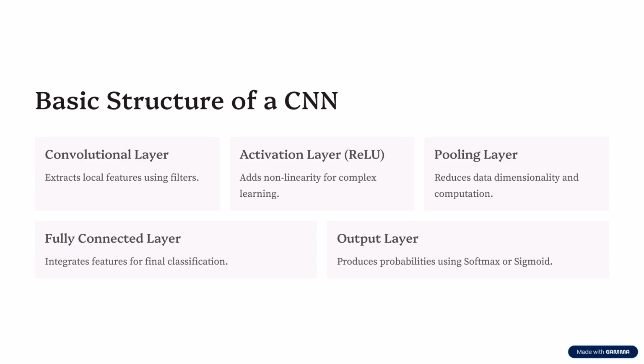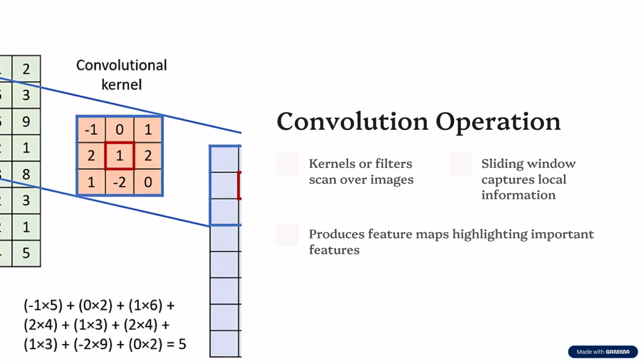Third is the fully connected layer. After several convolutional and pooling steps, the network flattens the features into a long list and passes them to fully connected layers, which work like a traditional neural network. These layers combine the features to make the final decisions, such as classifying what the image shows. Together, these layers help the CNN learn from images by first capturing simple patterns and gradually understanding complex shapes and objects. Next, we understand the convolutional operations.